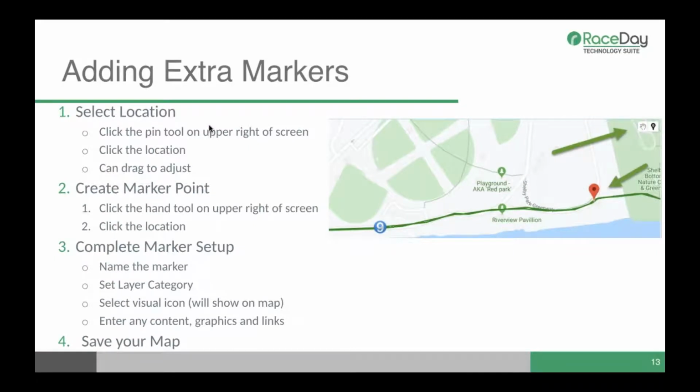So to add an intermediate timing point, first select the pin tool on the upper right-hand corner of the screen. And with that pin tool selected, click on the location to drop the pin. Then go back and select the hand tool in the upper right-hand corner and click onto the drop pin. From there, you'll complete your marker setup by naming the marker, selecting a layer category, selecting an icon, and then if you want, you can enter in any content, graphics, and links. And then you'll save your marker and then save your map.